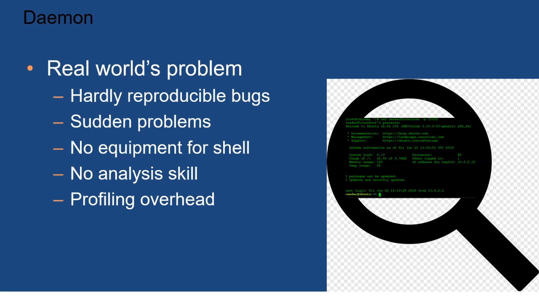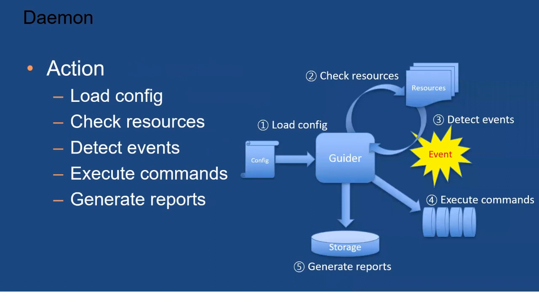For this purpose, Guider runs as a system daemon at all times and monitors system status and activities. And based on a threshold for a predefined resource or event, specific commands are automatically executed to handle them. The specific operation is shown in the figure.